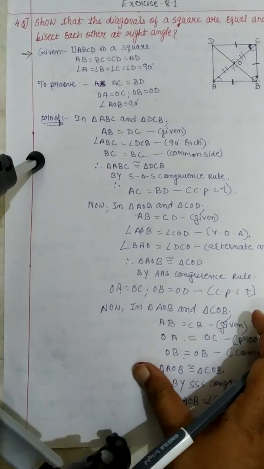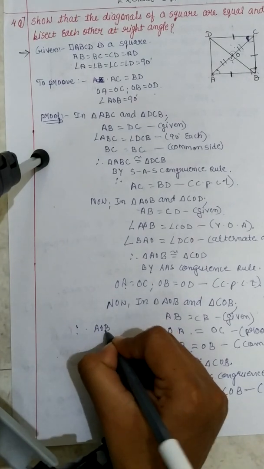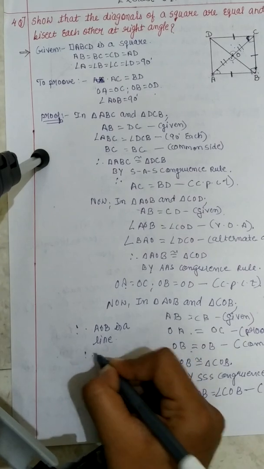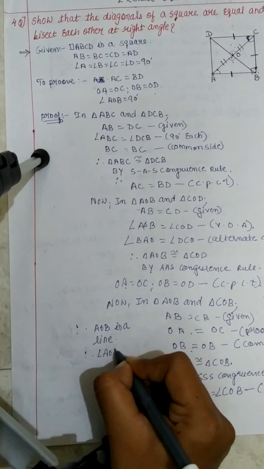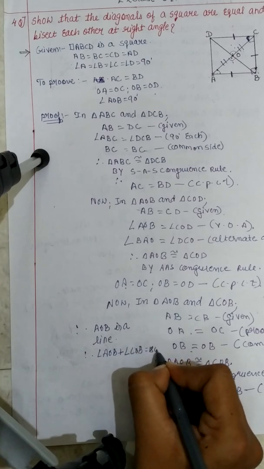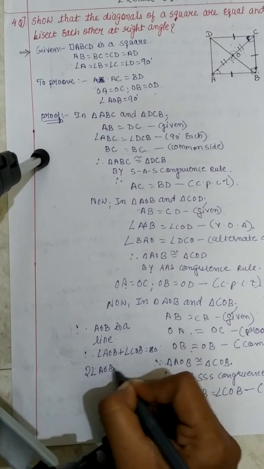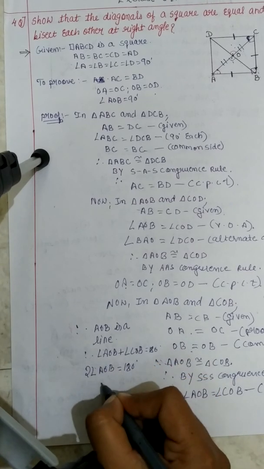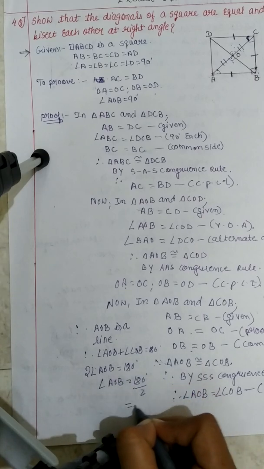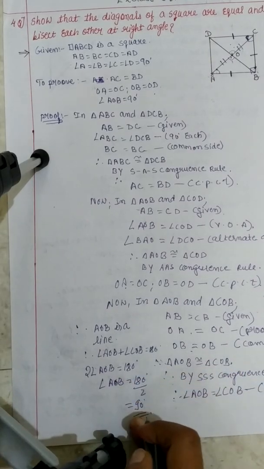Now I'll write it here. I know that AOC is a straight line, isn't it? So, my dear students, I have angle AOB plus angle COB equal to 180 degrees. Therefore 2 times angle AOB is equal to 180. So angle AOB is nothing but 180 by 2, which is equal to 90 degrees. So I am getting the value of angle AOB as 90.